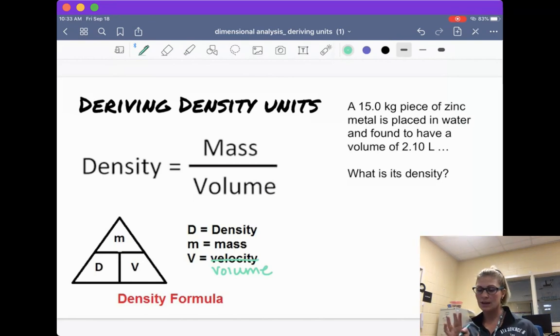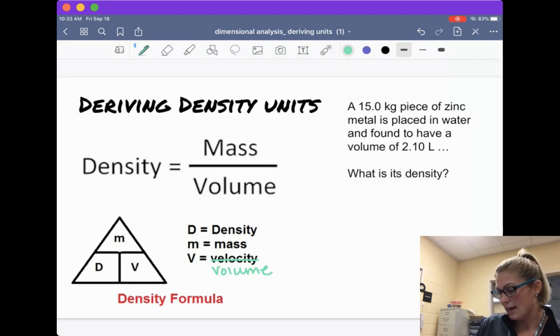So you had to manipulate either the triangle or you had to rearrange the density formula to figure out the answer to the question. So for example, you had a problem that said something like this: a 15 kilogram piece of zinc metal is placed in water and found to have a volume of 2.10 liters. What is the density? So you had to plug it in and say, well, density is equal to mass divided by volume.